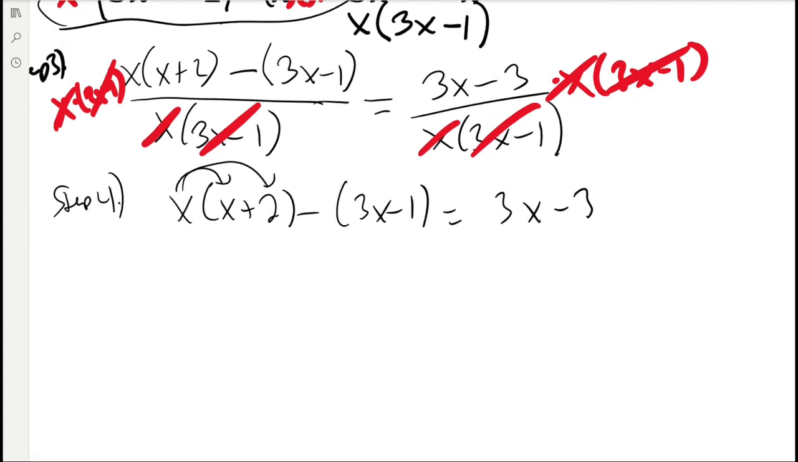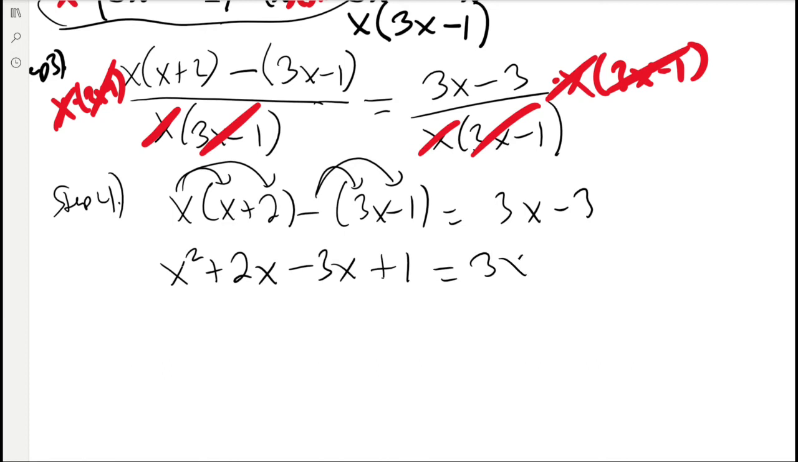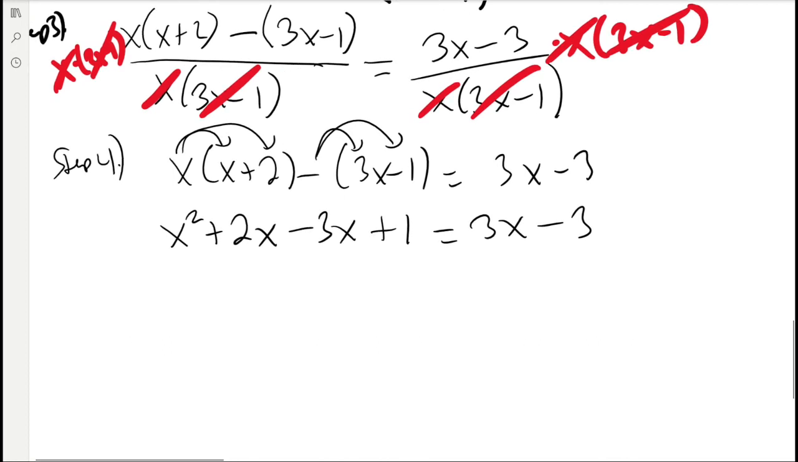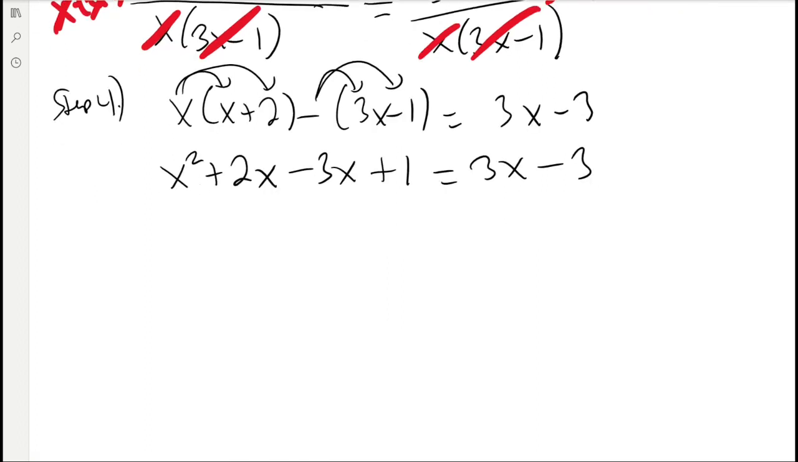This is now step 4 where we're going to simplify. So we have x squared plus 2x, and then for this we got a negative 3x, and then negative negative 1, which is a positive 1, equals 3x minus 3. Notice that this is quadratic because of that squared. Therefore, we're going to have to move everything to one side so that one side is equal to 0. Now these two become negative x, so I have x squared minus x plus 1.